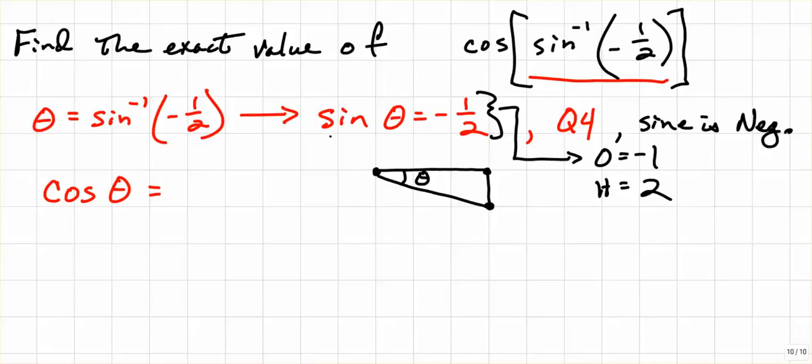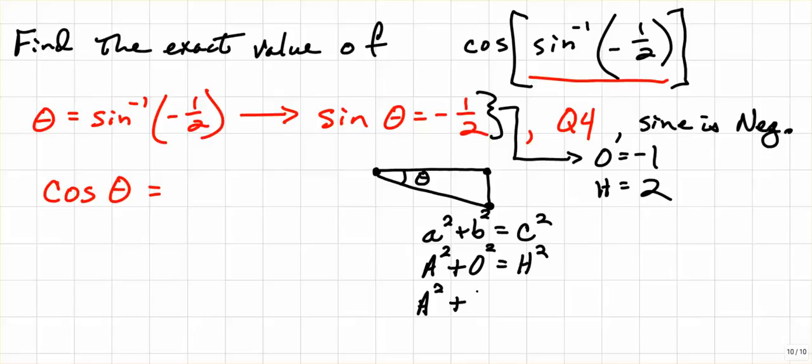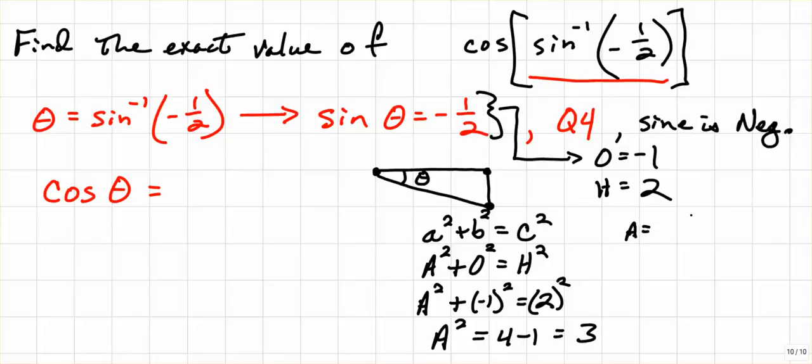In addition, though, we already know that the sine of theta equals -1/2 yields the fact that theta is equal to a certain value. But we'll go ahead and use the Pythagorean Theorem. A squared plus b squared is equal to c squared, or adjacent squared plus opposite squared is equal to hypotenuse squared, whichever way. So therefore, I need to know what the adjacent side is. Which means that a squared is going to be equal to 4 minus 1, which is 3. And therefore, a is equal to the square root of 3.